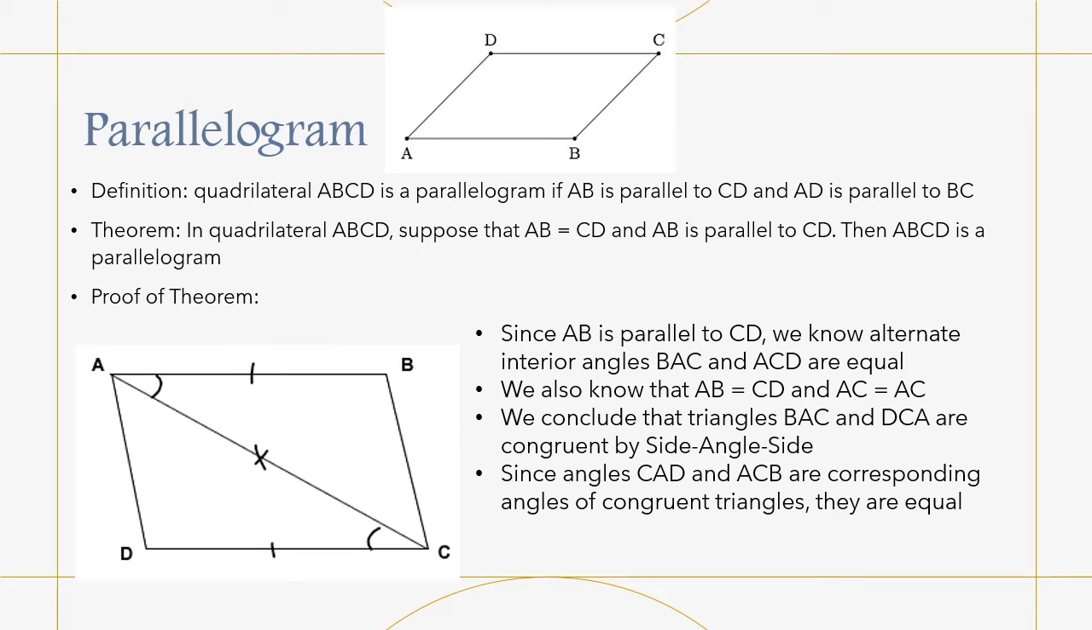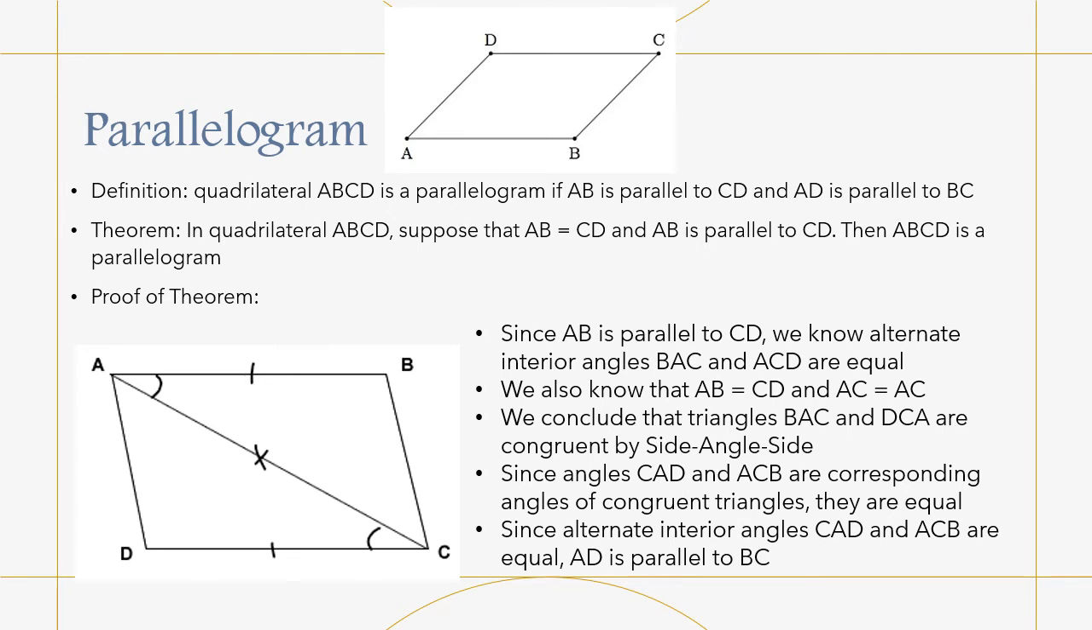Since angles CAD and ACB are corresponding angles of congruent triangles, they are equal. Since alternate interior angles CAD and ACB are equal, AD is parallel to BC. Now we know that we are given that AB is parallel to CD, and we found out that AD is parallel to BC. Thus, our figure is a parallelogram.